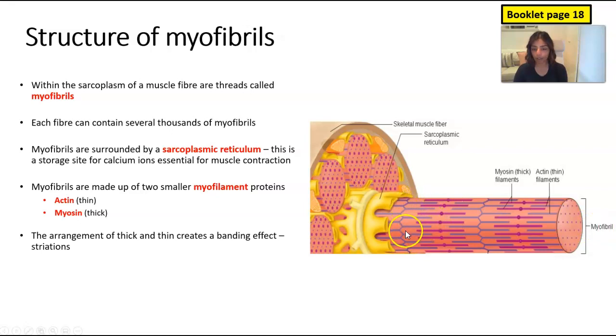Now, the arrangement of the myofilaments creates this banding pattern. Also, we describe muscle as striated or stripy, and that is because of the arrangement of these myofilaments, the actin and myosin. Now, we can see the zigzag line that shows us where one section starts and the next section ends, and this creates this nice regimented pattern, and the distance between here and here is called a sarcomere. Okay, so from one zigzag line to the next is one sarcomere.